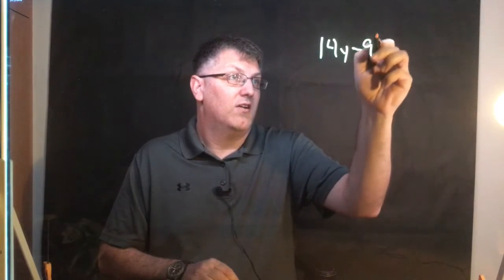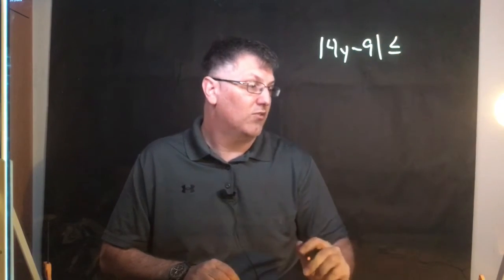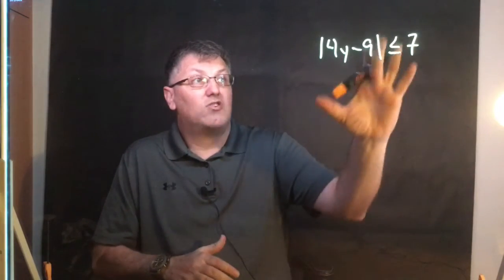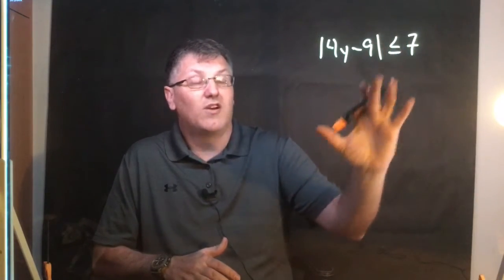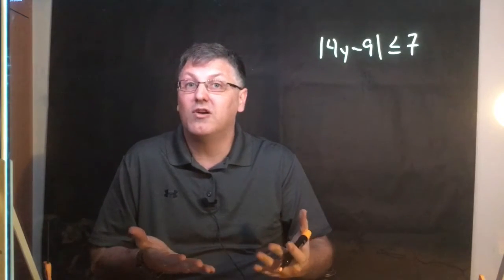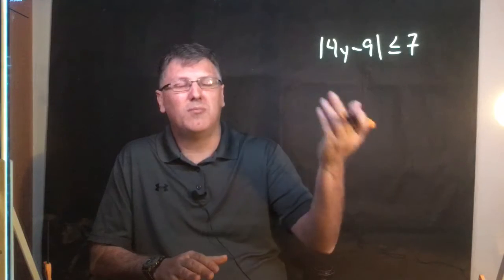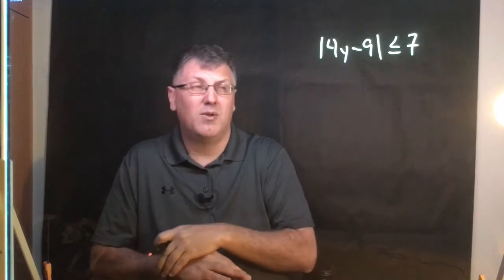All right, folks, I'm going to go ahead and show you how to solve an absolute value inequality. So if we have a problem like the absolute value of 4y minus 9 is less than or equal to 7, what I'm going to do is change the inequality sign to a simple equal sign, and then I'm going to do the inequality test. I'm not going to worry about the rules of flipping the inequalities and all that other stuff.